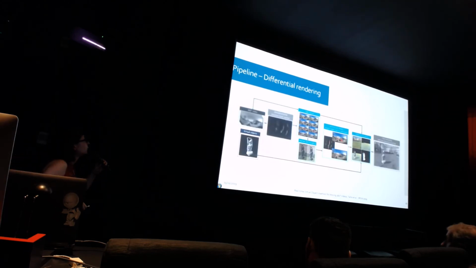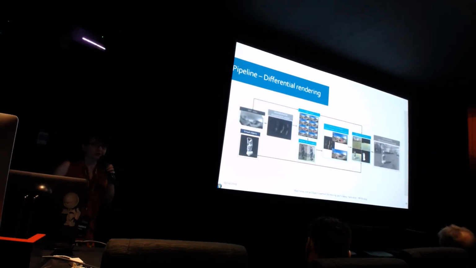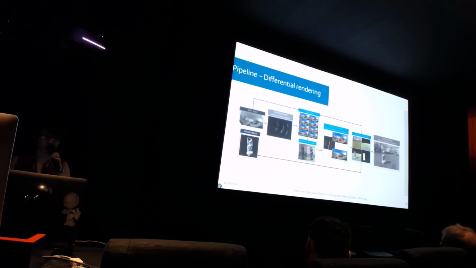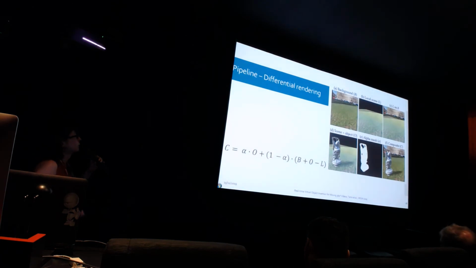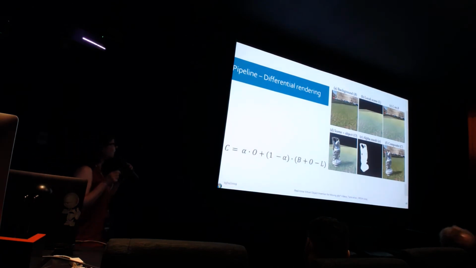Then we want the objects to cast shadows. So for that, we use a technique called differential rendering. And in differential rendering, we have a set of views of the scene, so the background frame. Then we estimate the local scene, which in this case is a plane fitted to the points we get from structure from motion.